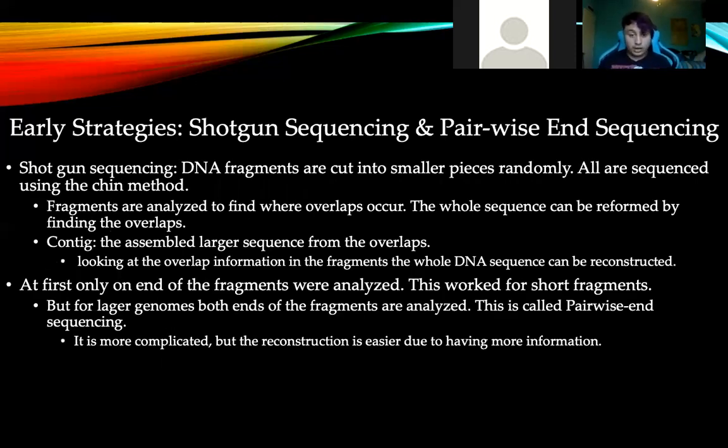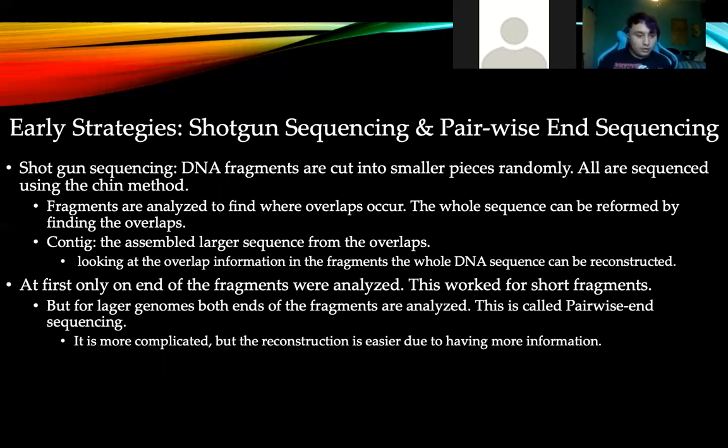Okay, so early strategies: shotgun sequencing and pairwise end sequencing. Shotgun sequencing uses DNA randomly cut into smaller pieces. All are sequenced using the chain method described earlier. Fragments are then analyzed to find wherever overlaps occur. The whole sequence can be reformed by finding the overlaps. So by cutting these fragments into smaller pieces and finding where the overlap lies, the whole template can be reconstructed. A contig is the assembled larger sequence from the overlap. Looking at the overlap information in the fragments, the whole DNA sequence can be reconstructed, as I just said.